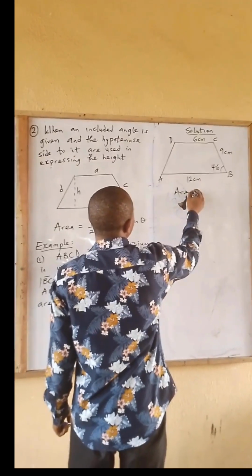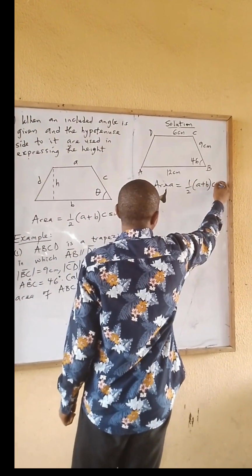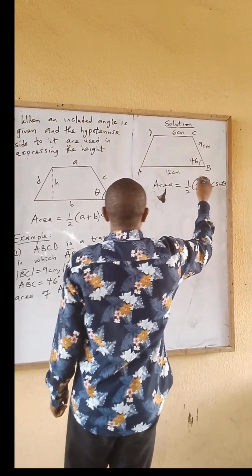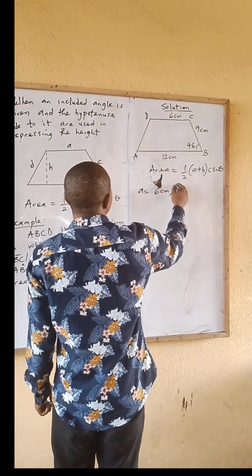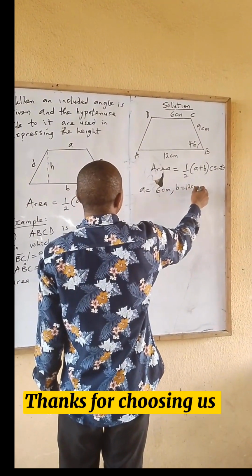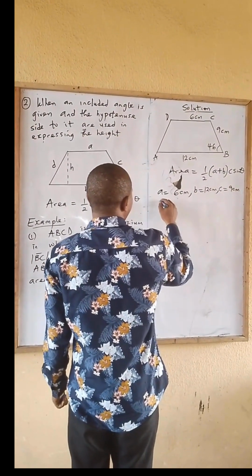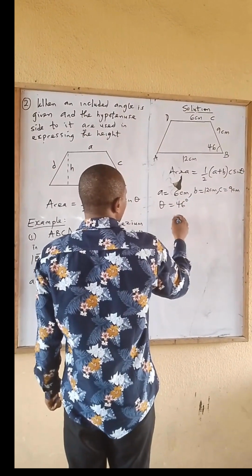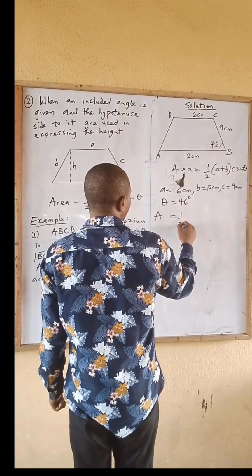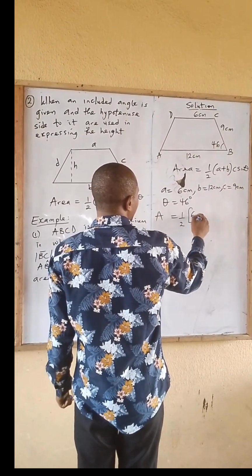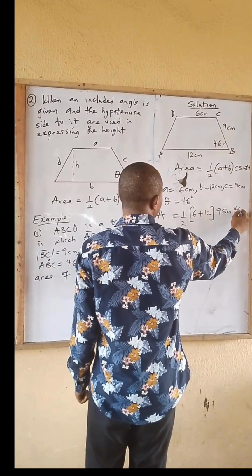The area is equal to 1 over 2 (a plus b) into bracket, then we have c sine theta. So from what we have here, our a is 6 centimeters, then our b is 12 centimeters, and our c is 9 centimeters. Then our theta here is 46 degrees. By the time we substitute these values into the formula, we are going to have area equals 1 over 2 (a plus b), that will be (6 plus 12) in bracket of 9 sine 46.